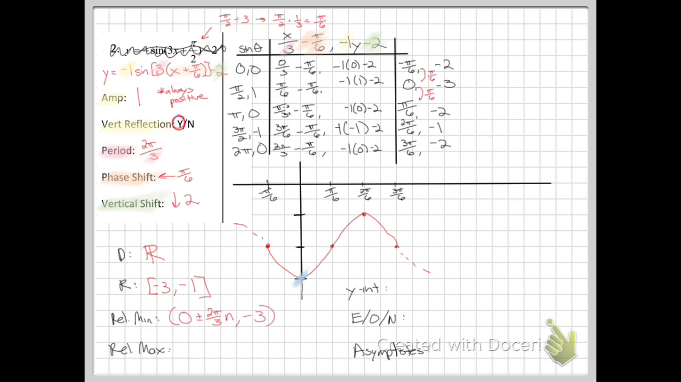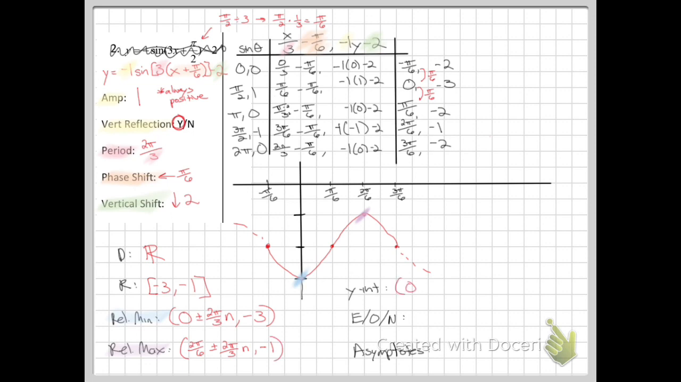Relative maximum, I have one of them graphed. That one that I have graphed is at 2 pi over 6. You're welcome to leave it non-reduced, but if you're doing a multiple choice test or if you're checking with the book, they're probably going to reduce that, but I'm fine with you leaving it in non-reduced form. 2 pi over 6 every period, plus or minus 2 pi over 3n, and that value is at -1.